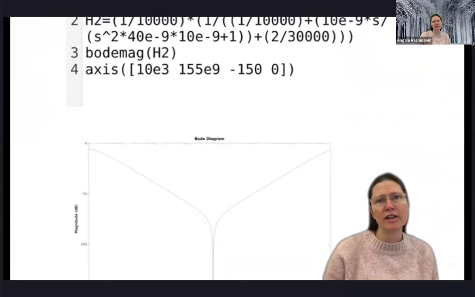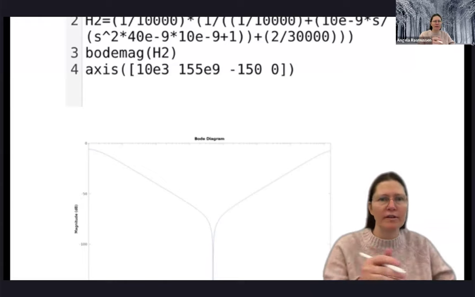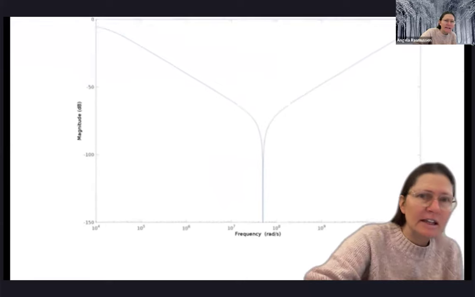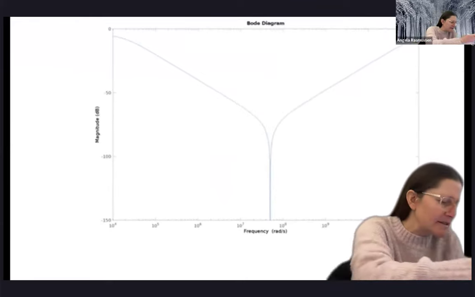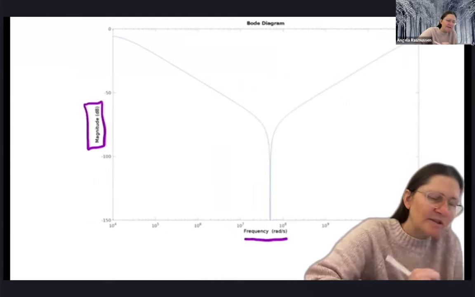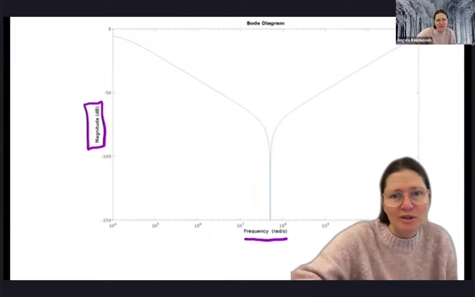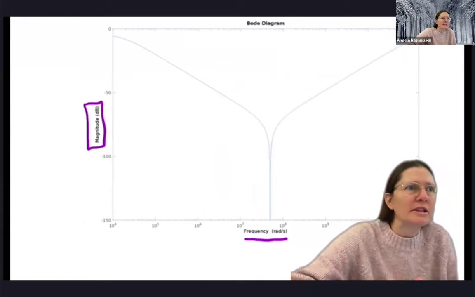And then you can define the axis or you can play around with the settings to be able to determine what they are on there. So the Bode diagram looks like this. For those that haven't seen a Bode plot yet, this is the magnitude on this y-axis. And then the frequency, again, is radians per second. So it's varying every single frequency and showing you what the magnitude would be for each frequency.